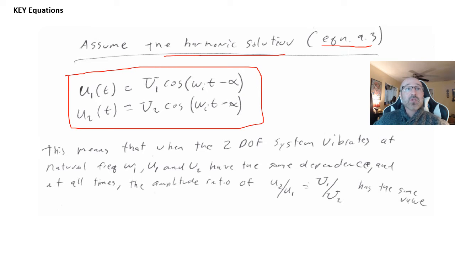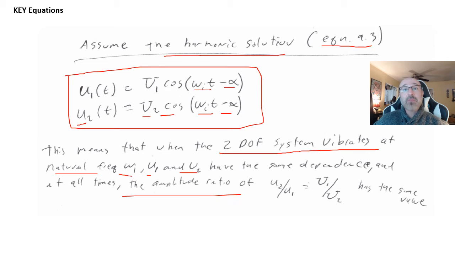We see here that u1 of t is equal to U1 times the cosine of omega sub i t minus alpha, and u2 of t is equal to U2 times the cosine of omega sub i t minus our alpha term there. This means that when the 2 degree of freedom system vibrates at a natural frequency, omega sub i, then our u1 and u2 displacements have the same time dependence, and at all times the amplitude ratio, U2 over U1, is constant.